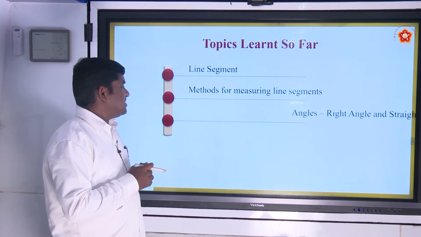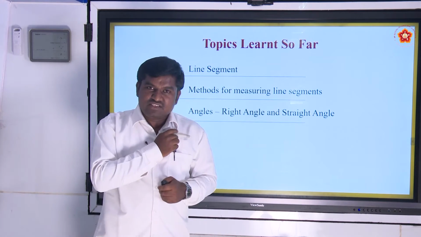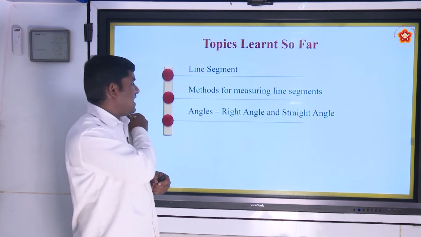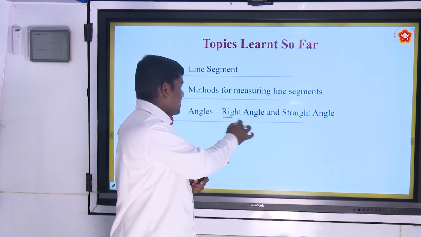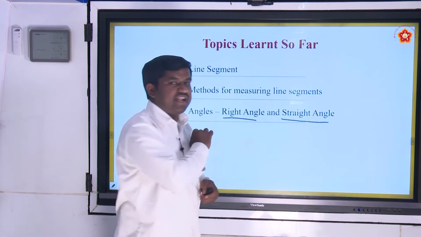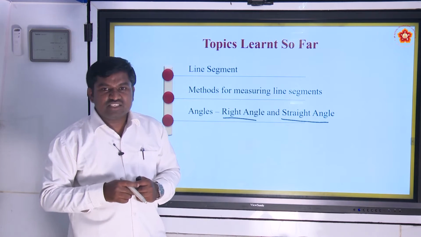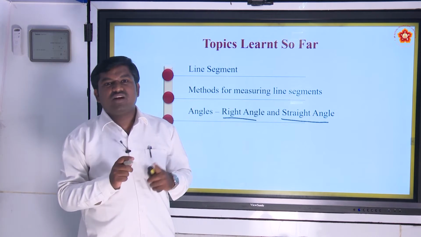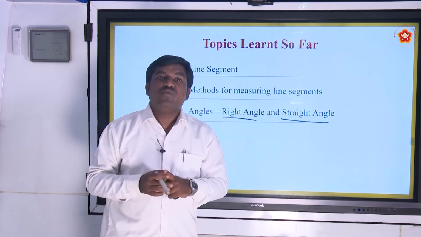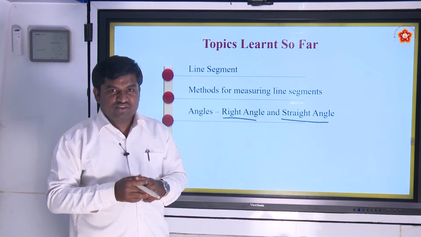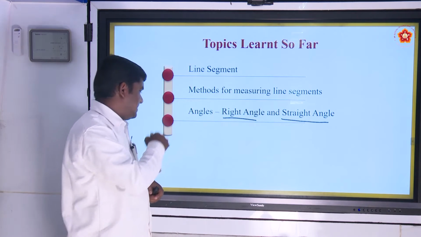Next, about the angles we studied. Through an activity we studied about angles. On that, right angle and also straight angle we learned. Next, complete angle. One complete angle is called one revolution. We studied all these things.